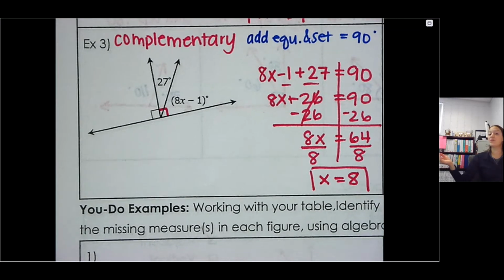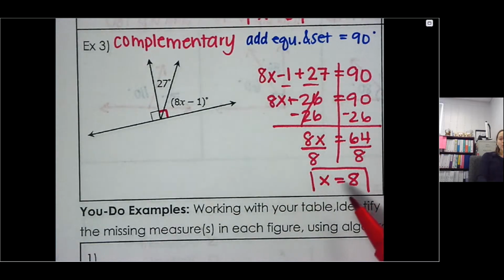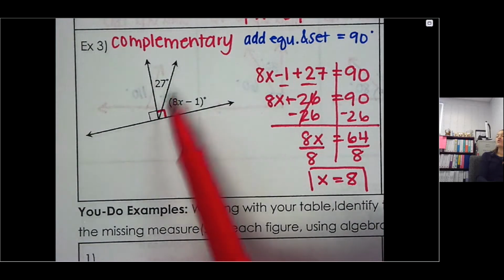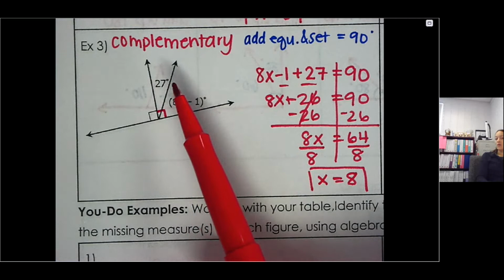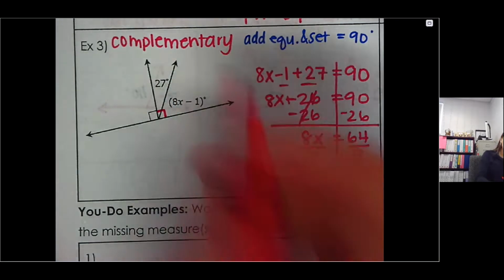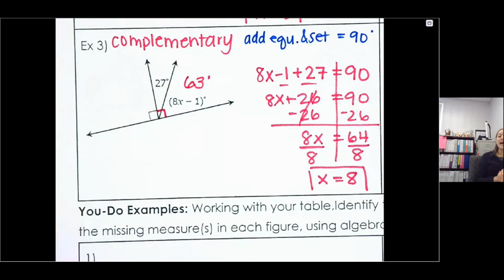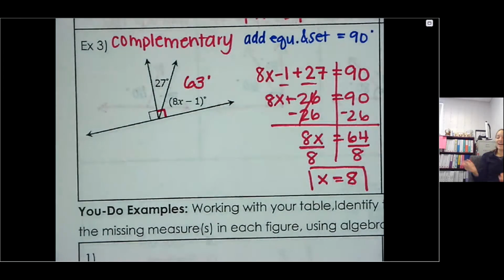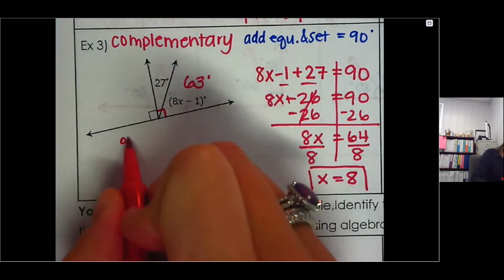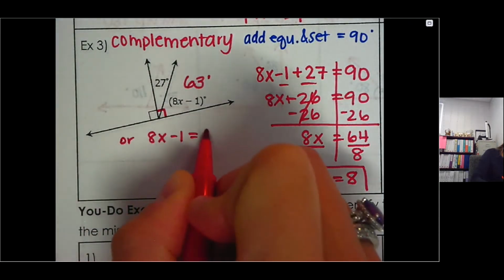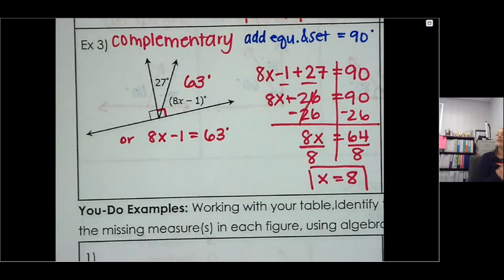Okay, so there's another way to do this problem. You could do it this way, the algebra way, right? You also could say to yourself, okay, I know that this is 90. If I already have 27 of the 90, what's left over? 63 degrees. That means this angle right here has to equal 63. So what you could have done was put 8x minus 1 and set it equal to 63, and it still would have given you the same answer. Both of those are fine ways to go about it. They're both going to get you to the same place in the end. So you do what makes more cognitive sense for you.